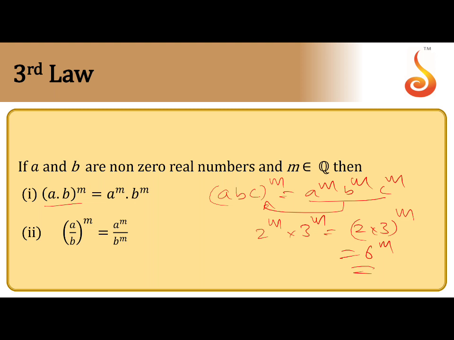Now same thing, a by b whole power m is a power m by b power m. You can take reverse also. So a power m by b power m is equivalent to a by b whole power m. I hope clear about this.